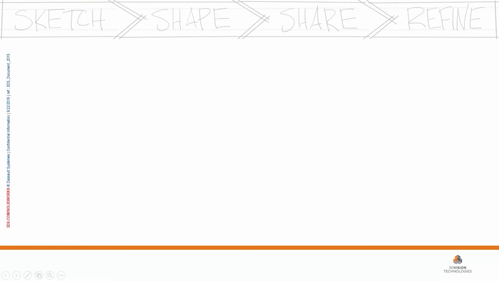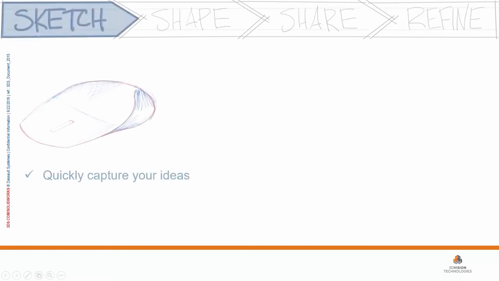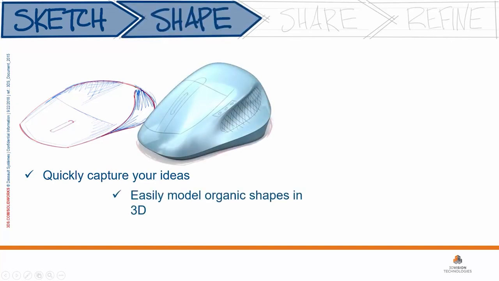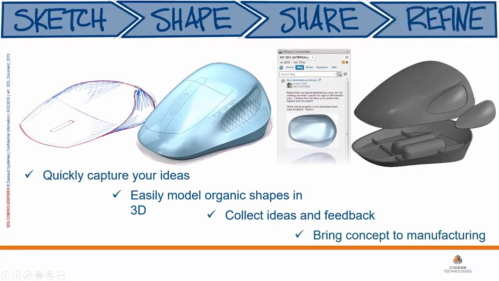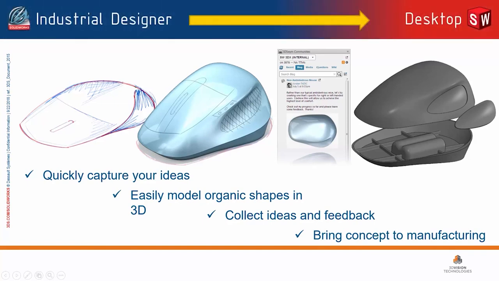As a wrap-up to what you've seen today with the SOLIDWORKS Industrial Designer, we give you all the tools to quickly capture your ideas with 2D sketching, using traditional Wacom tablets or pen tablets of any kind, and capture those 2D sketches. We, of course, also give you the Sub D freeform modeling to do organic shapes in 3D and make a nice watertight solid, the 3D communities that allow you to share your data, and then the refinement tools that allow you to take that data from SOLIDWORKS Industrial Designer into traditional desktop SOLIDWORKS and bring your concept to manufacturing. SOLIDWORKS Industrial Designer is not trying to replace traditional SOLIDWORKS. It's just there to complement it.